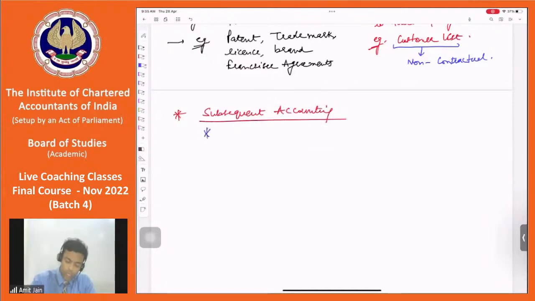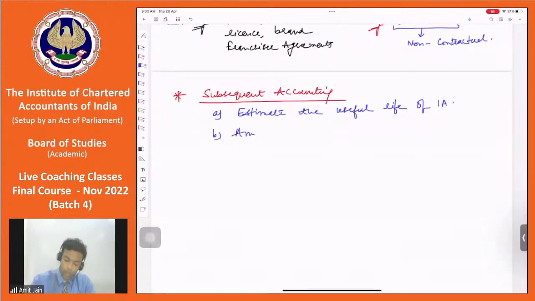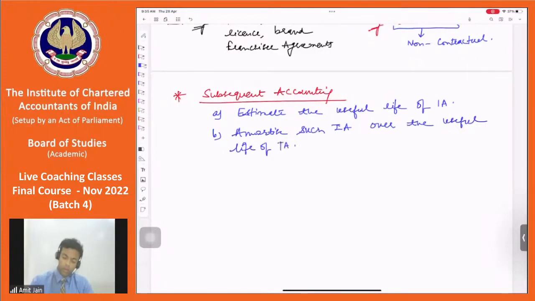What is the subsequent accounting? Estimate the useful life of intangible assets. Amortize such intangible asset over the useful life. This is the guidance, guys, on the intangibles.